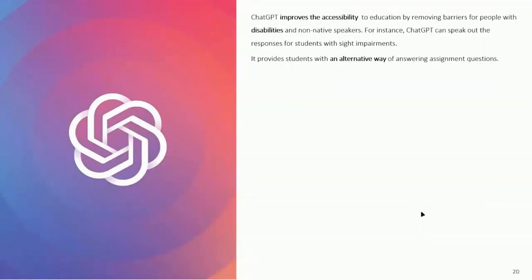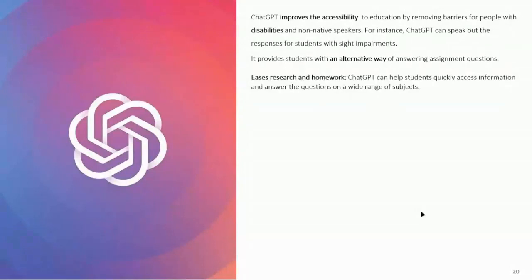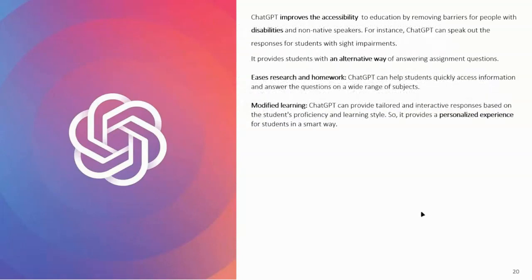It provides students with an alternative way of answering assignment questions. There won't be a repetitive answer for the same question every time. It can help students quickly access information and answer questions on a wide range of subjects, so it eases research and homework tasks. Modified learning: it can provide tailored and interactive responses based on the student's proficiency and learning style. So it provides a personalized experience for students in a smart way.